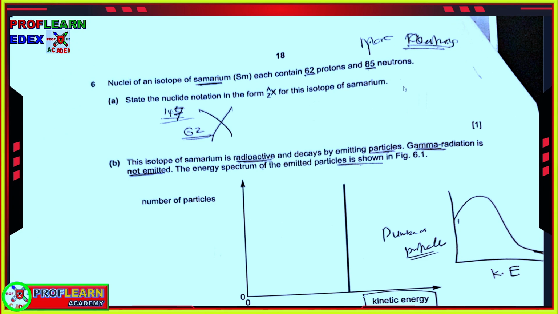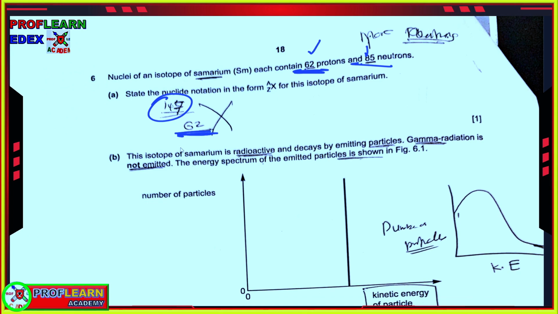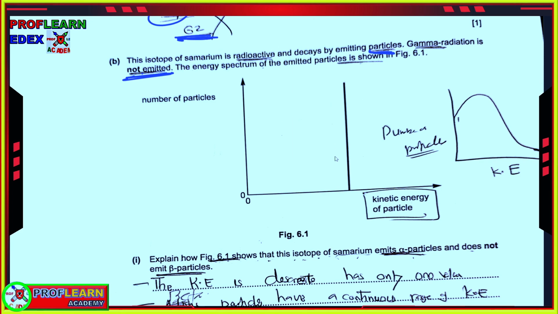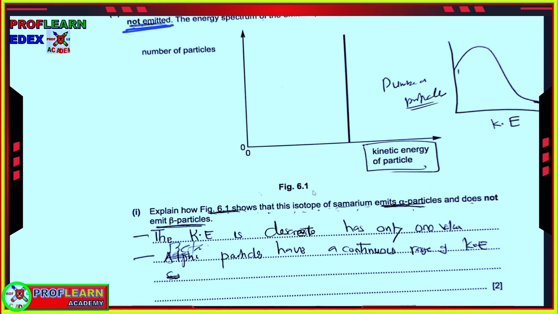And here you are told the nucleus of the isotope samarium contains 62 protons and 85 neutrons. So the nucleon number is the sum of these, which is going to be 147, and the proton number is going to be 62. Now, this isotope of samarium is radioactive and decays by emitting particles. Gamma radiation is not emitted. The energy spectrum of the emitted particles is shown, which is discrete because we have only one value here.